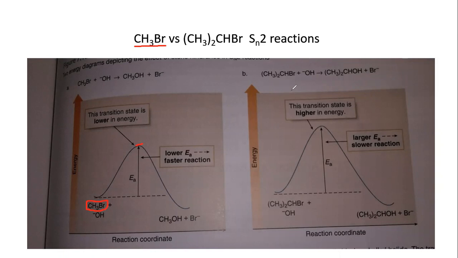So if you have a methyl halide or a primary alkyl halide, they tend to undergo only SN2 reactions. Now if you have a secondary alkyl halide, typically SN2, but there can be some SN1, and for tertiary alkyl halides, only SN1 reactions. So notice methyl bromide has lower activation energy than dimethyl bromide. And this is due to the increase in the bulkiness or steric hindrance of the alkyl halide.